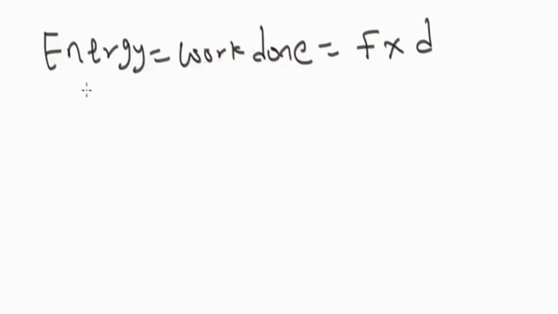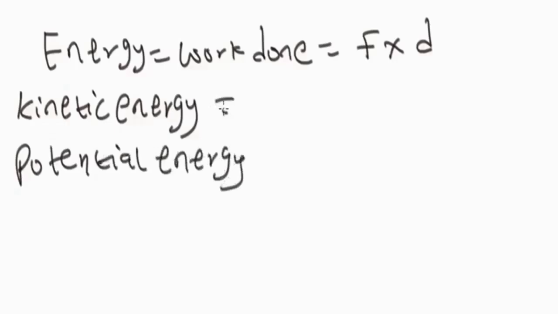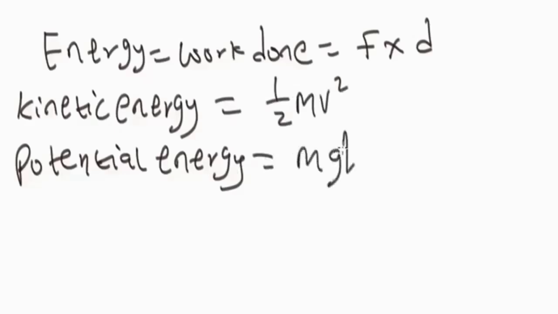Now, we have two major types of energy. We have kinetic energy and potential energy. Alright, so kinetic energy is the energy possessed by a body in motion and is calculated using half mv square, whereas potential energy is energy possessed by a body at rest. Alright, and is calculated using mgh.